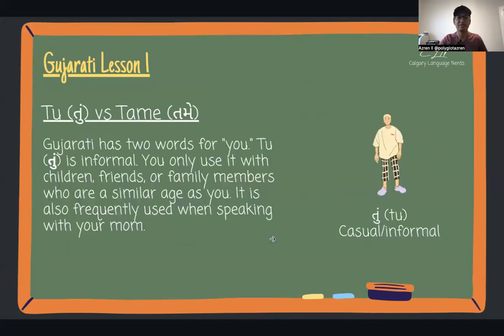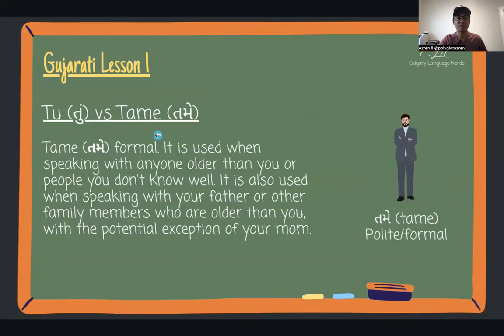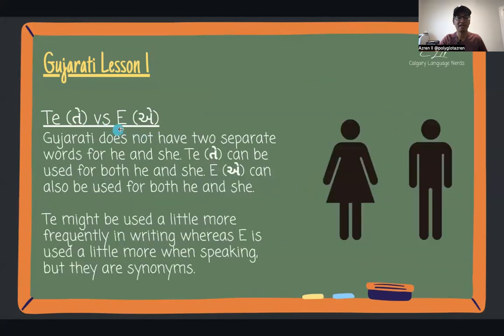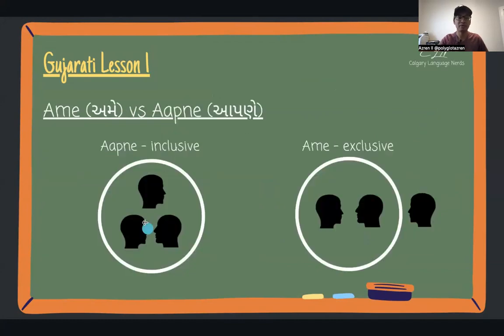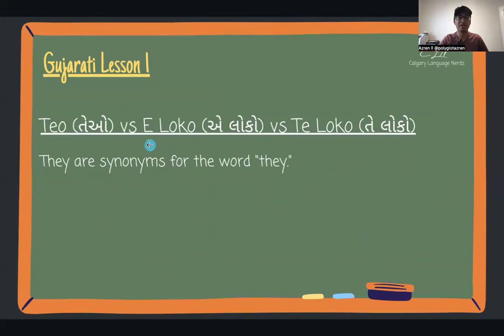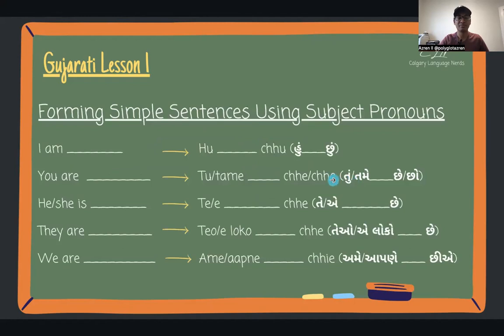We looked at some differences between tu and tame. We looked at differences between te and e. We also talked about the word e as well. We looked at ame and apre and ame. We looked at teo, e loco, te loco, and we talked about how they all mean they. And we also talked about how loco might be replaced with another word. We looked at some simple sentences with I am, you are, he or she is, they are, and we are.